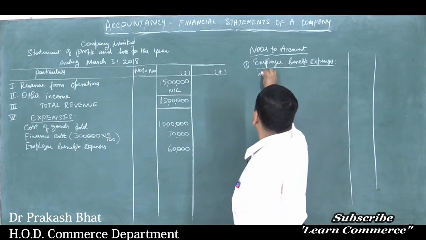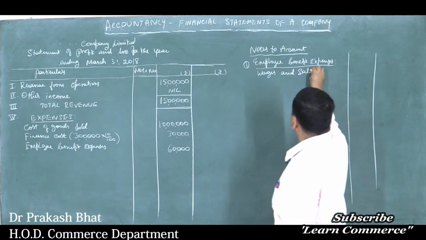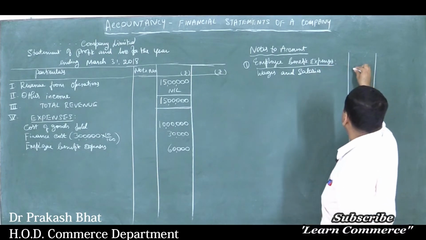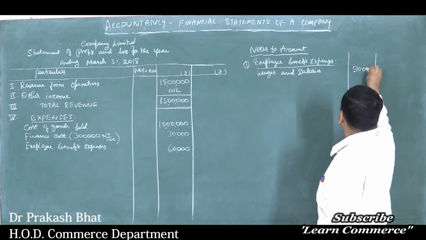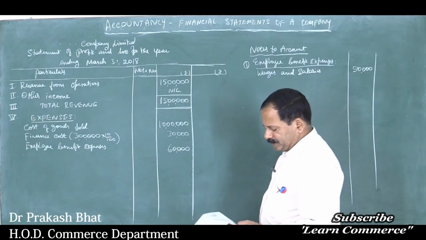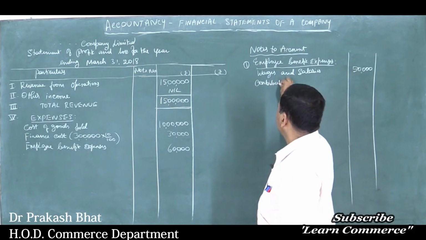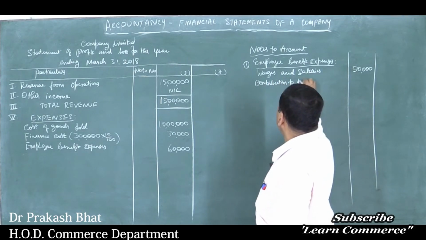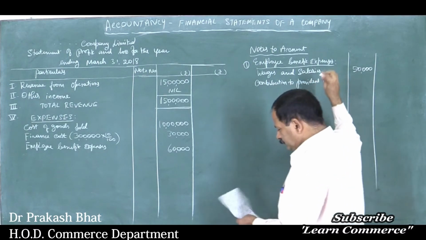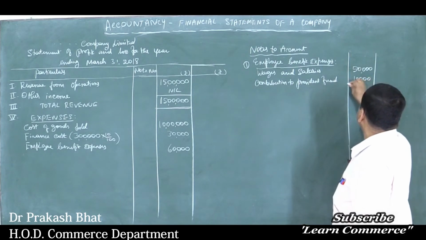Wages and salaries. How much? 50,000, in the inner column, because there are 2 items, right? Contribution to provident fund, 10,000. Total, 60,000.